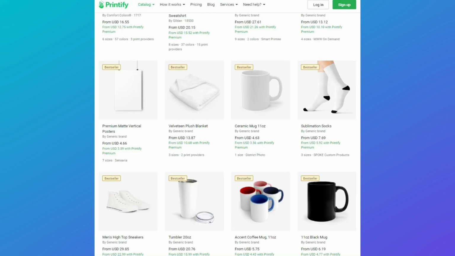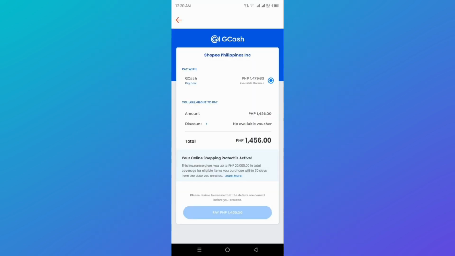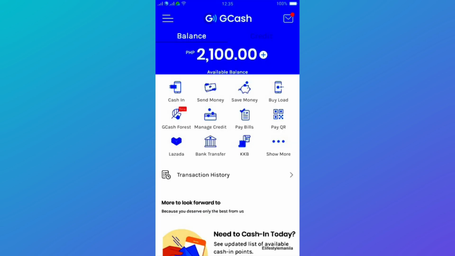And once you have succeeded in gathering some potential buyers, you can ask your buyer to pay you through Gcash. When the buyer pays you through Gcash, your credits will be transferred into Gcash. And when you come back to your Gcash dashboard, you will be able to see your Gcash balance updated.